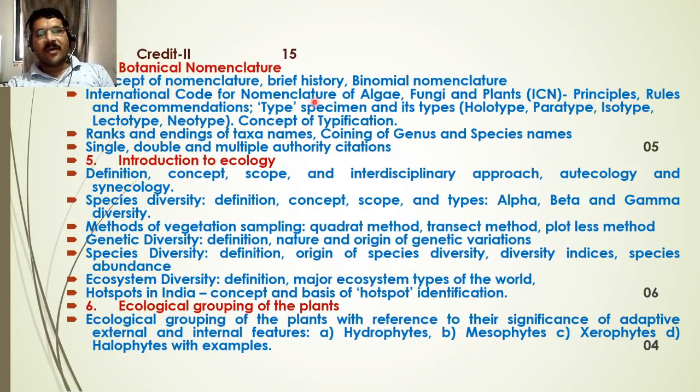Now the second credit of the same paper is also divided into 15 lectures; the respective teacher has to complete these points in 15 lectures. The first topic in this credit is botanical nomenclature, second is introduction to ecology, and third is ecological grouping of plants. You can see here 5 plus 6 is 11, plus 4, they are 15. So this syllabus we have to complete in 15 lectures. This is the first paper. The respective teacher who is allotted this subject will complete all this syllabus.